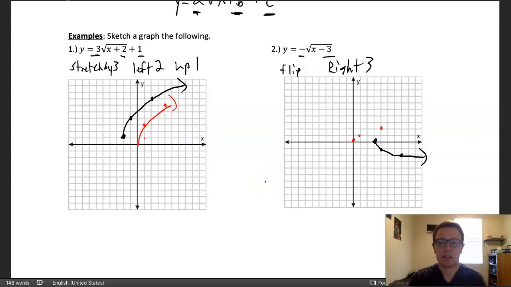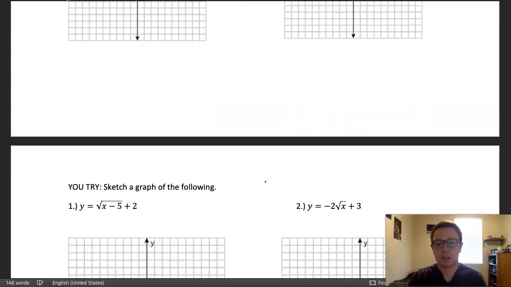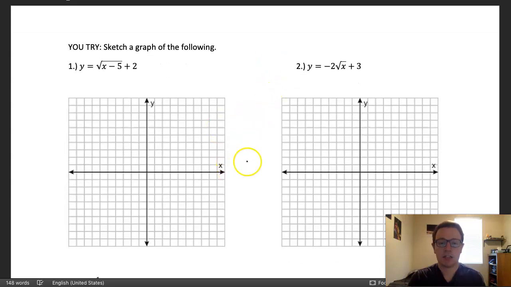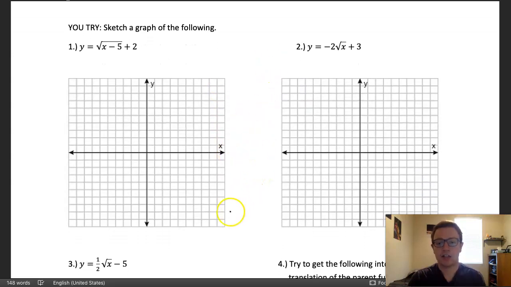Now it's your turn. We're going to have you try a couple. Specifically, I want you to tell me what the transformations are, and then try to graph them. So for starters, what transformations do we have in the square root of x minus 5 plus 2? And then try to graph it.